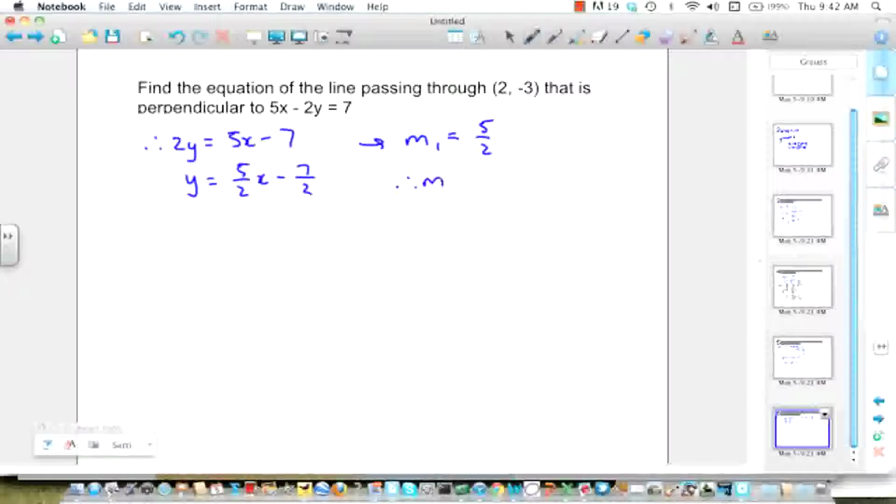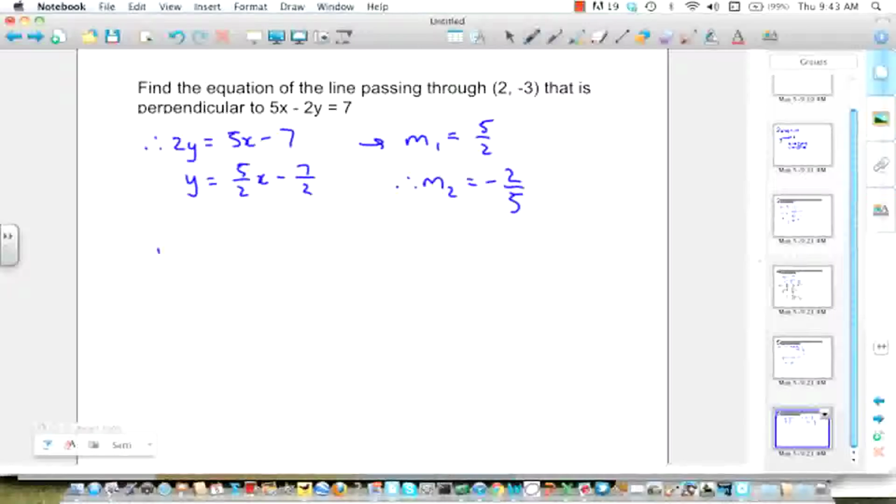and therefore m2, if they're perpendicular, will be what? Minus 5 on 2. No, not minus 5 on 2, it should be minus 2 on 5. Oh, because I took that over that side and that over that side. Okay. So once you've found the first gradient, then the second gradient of the perpendicular line will be the negative reciprocal. So all I've done is flip that fraction and put a negative sign in front of it.